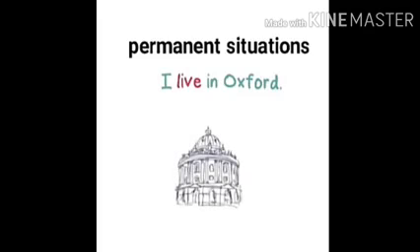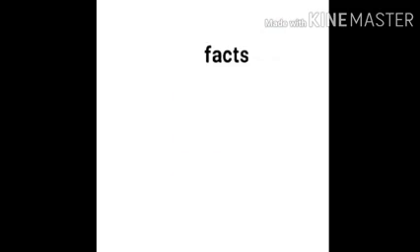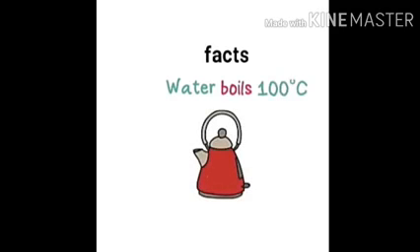The present simple is also used for permanent situations. So for instance, you could say, I live in Oxford. This is a permanent situation and not one that is likely to change anytime soon. So you use the present simple. Finally, the present simple is used for facts. So water boils at 100 degrees centigrade. This is a fact, so we use the present simple. So the present simple is used for routines and habits, permanent situations, and facts.